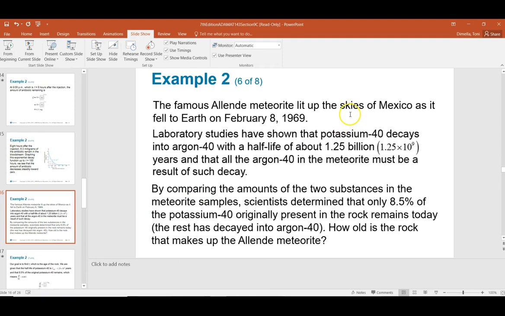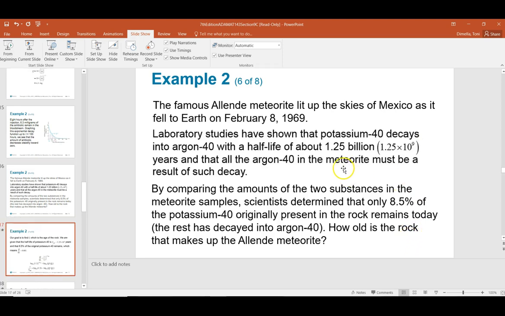I have a meteorite. As it decays, the potassium-40 turns into argon. The potassium-40 has a half-life of a pretty long time, 1.25 billion years. You find this rock, and you find that only 8.5% of it is still potassium. So pretend it started out at 100% potassium. How old is this rock if it takes 1.25 billion years for this thing to decay?